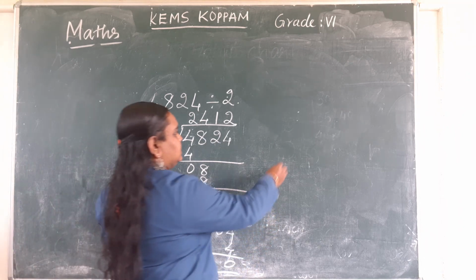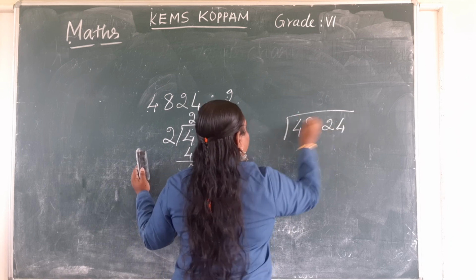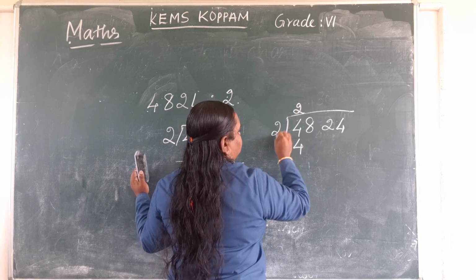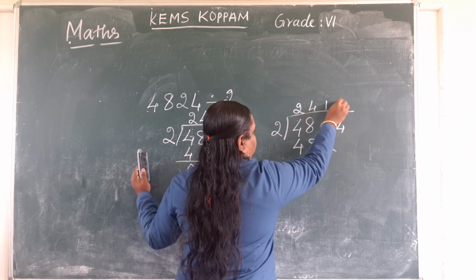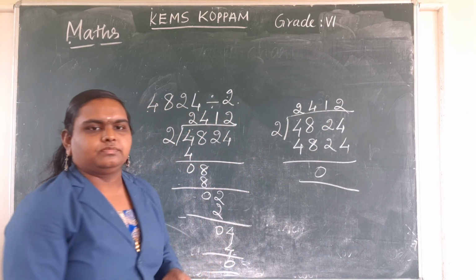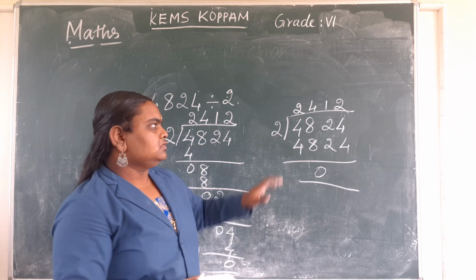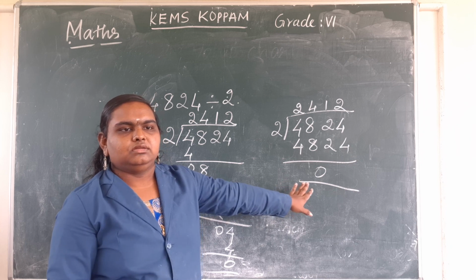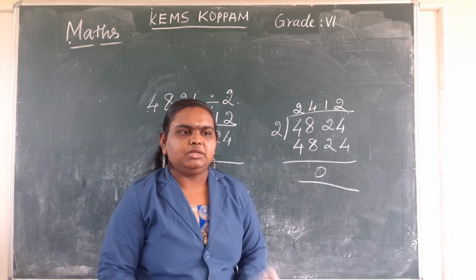Or otherwise we can simply write it as 2 twos are 4. Then 4 twos are 8. 1 two is 2. And 2 twos are 4. This becomes 0. Is it clear for everyone? This is only for individual numbers, okay? While we are taking individual numbers, we can do it like this. Is it clear about the multiplication and the division?